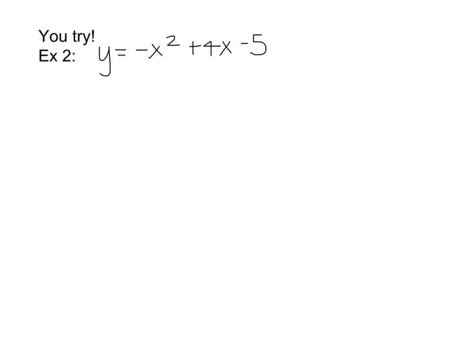So press pause and work on example 2. You are converting from standard form to vertex form. So you first want to identify what a is, what b is, and what c is. And then you need to find your axis of symmetry so you can find the x part of your vertex. So negative 4 divided by 2 times negative 1 gives me negative 4 over negative 2, which gives me x equals positive 2. Okay, so the x part of my vertex is positive 2.